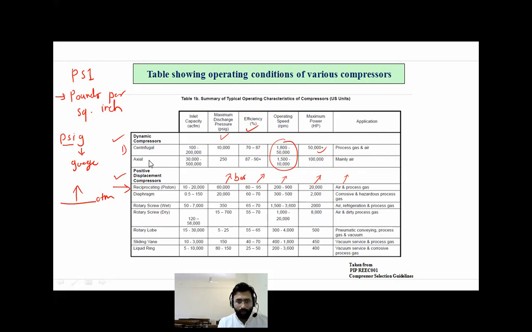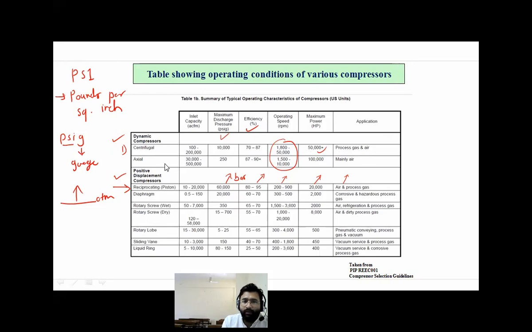First is centrifugal compressor. Its inlet capacity is 100 to 200 air CFM. The maximum PSIG is 10,000. Then efficiency here is 70 to 87%. Operating speed is 1800 to 15,000 RPM, that is operating revolutions per minute. Maximum power required is 50,000 horsepower or more. Mostly it is used in process gas and air.